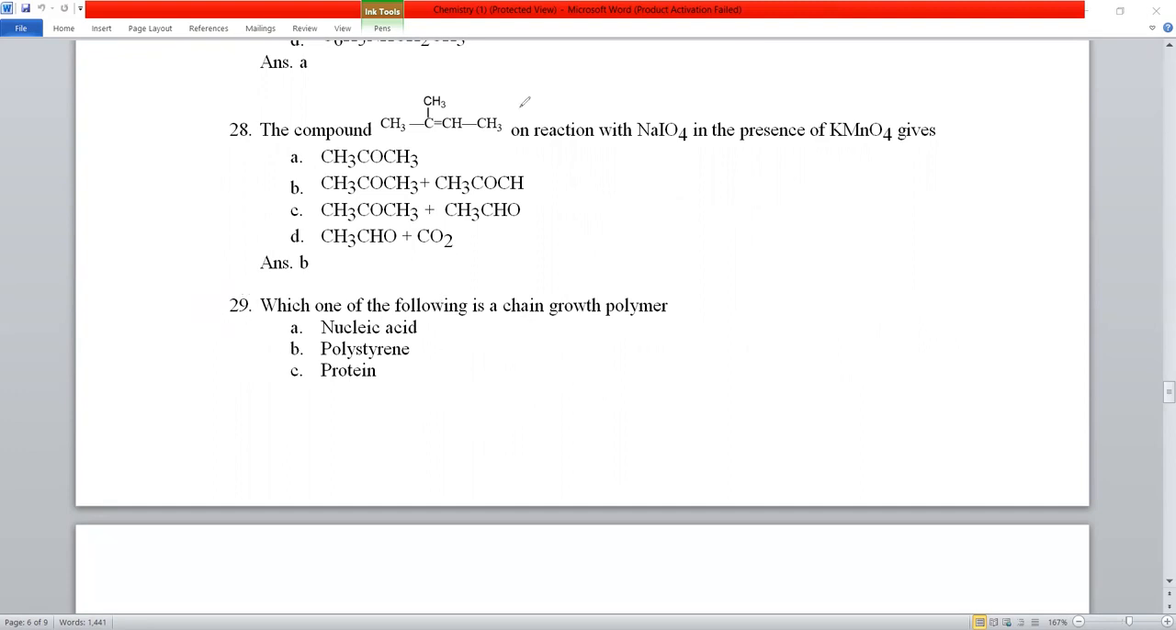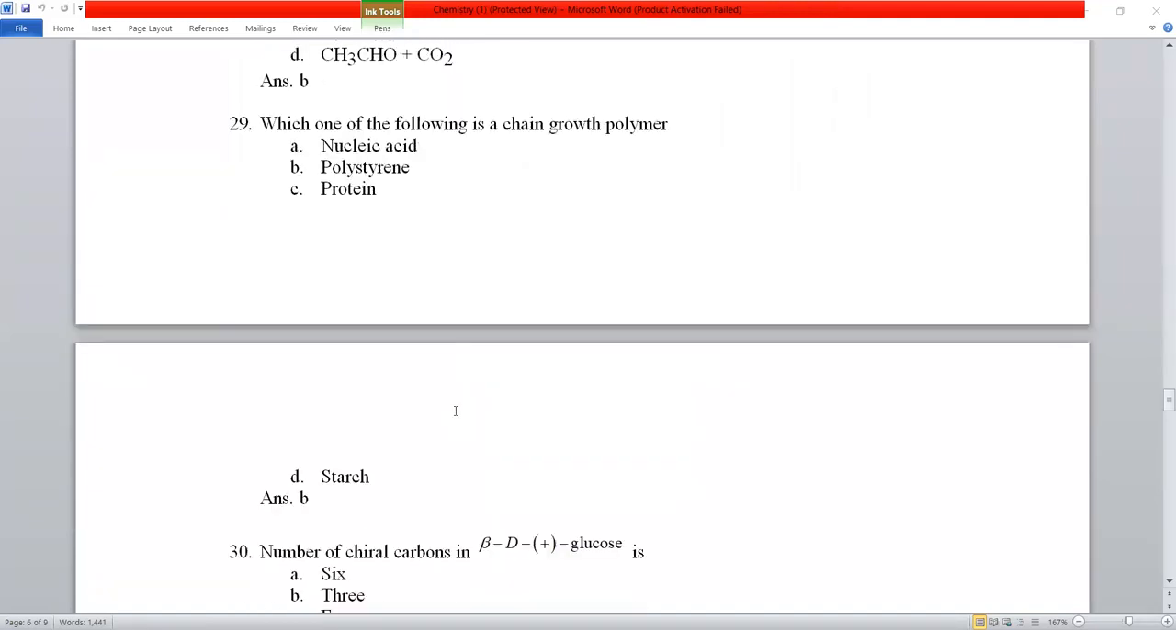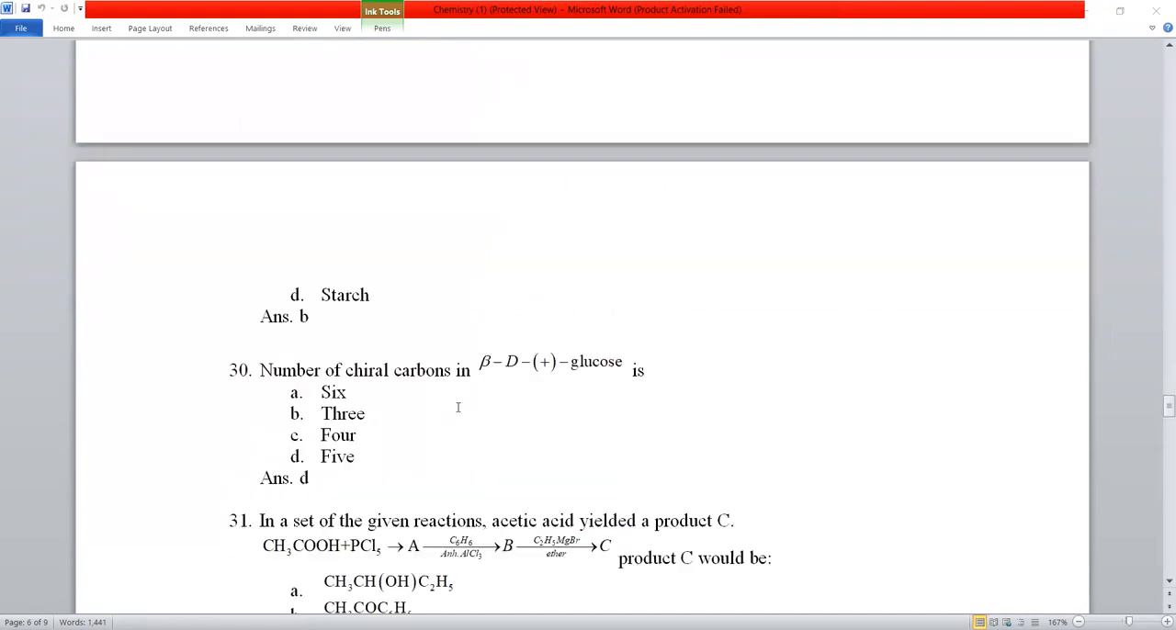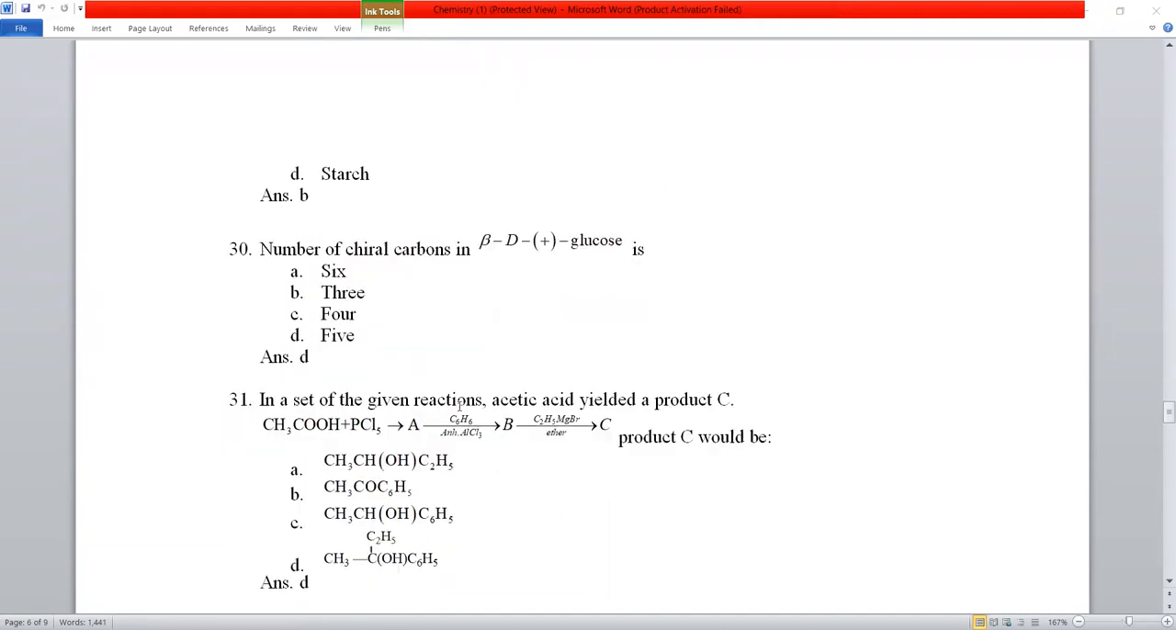Protein is also not an addition polymer. Why? Because we have to eliminate a water molecule in peptide formation. Nucleic acid also, we have to eliminate water. And starch also, we have to eliminate water. So B is the answer.